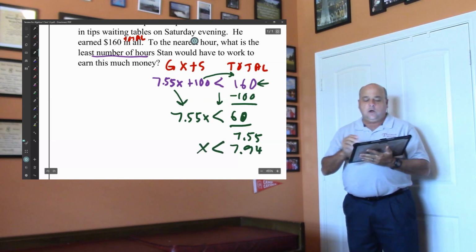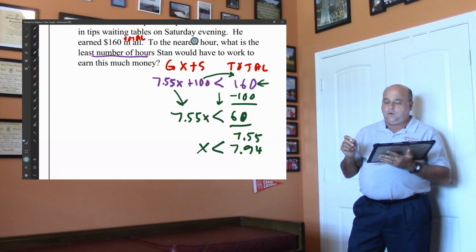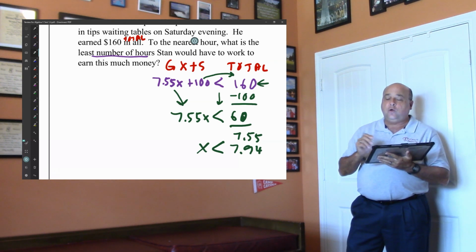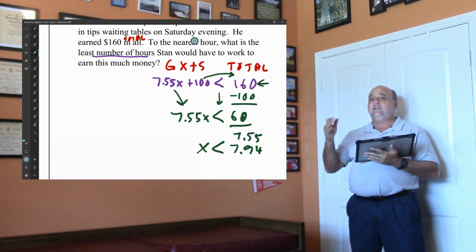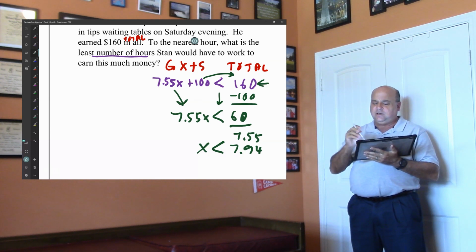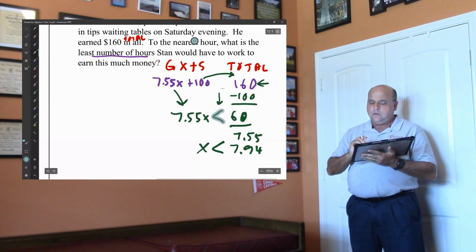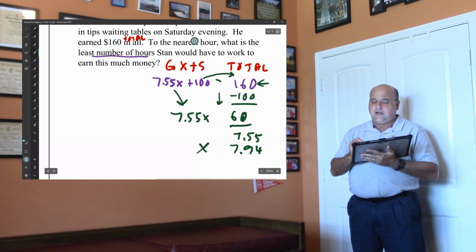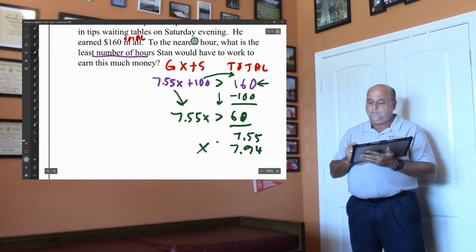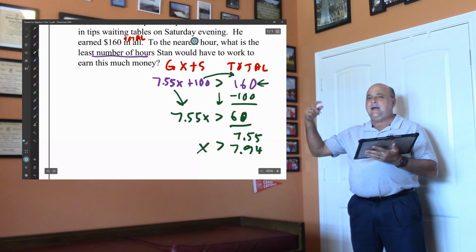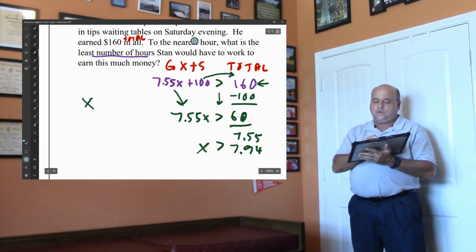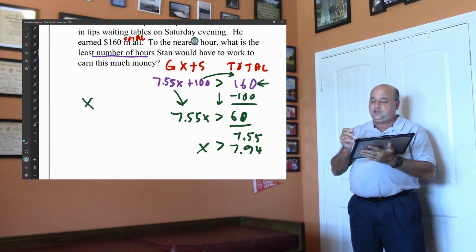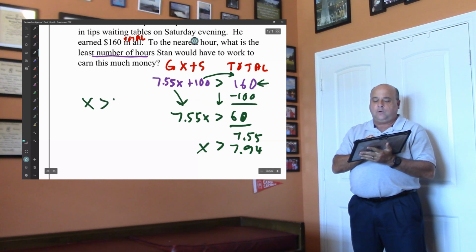Now then, we want to know the least number of hours he could have worked. And he's got to get to the 160, doesn't he? So if he works 7 hours, he's not going to get that, is he? This actually should be greater than. Let's put this as greater than, because he's got to make over the 160, right? So he can't work 7 hours and get there. He's got to do x is greater than, or actually, there's 2 ways to write it. You can put x greater than 7 or x greater than or equal to 8.